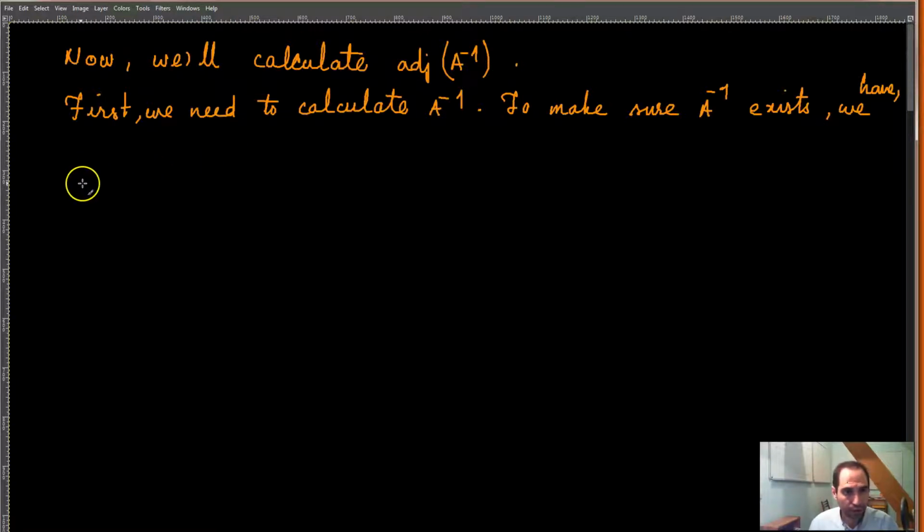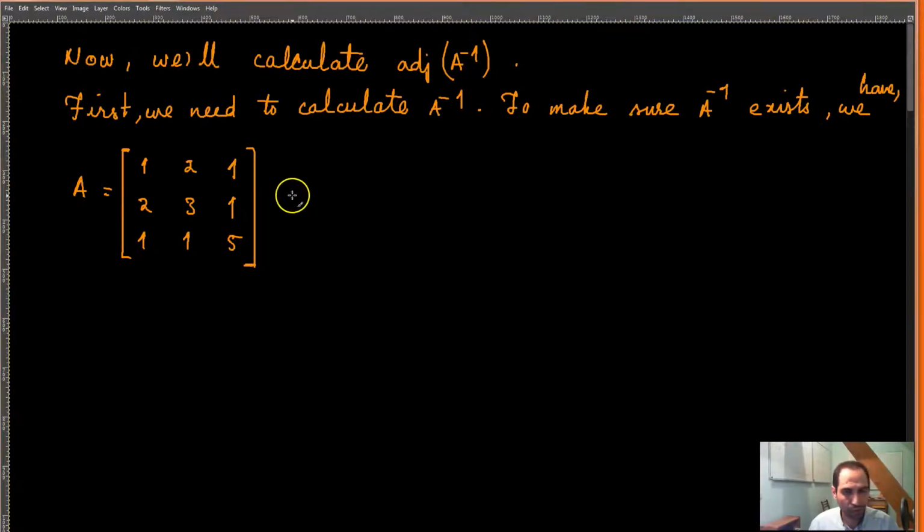So now the matrix A that we had was basically 1, 2, 1, 1, 2, 1, 2, 3, 1, and 1, 1, 5. And so we need to now find the determinant of this matrix. I'm not going to waste time on transformation. I'm just going to write the determinant of A, expanding, is going to be equal to 1, 2, 1, 2, 3, 1, and 1, 1, 5.